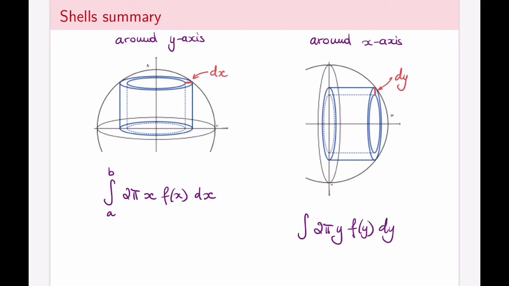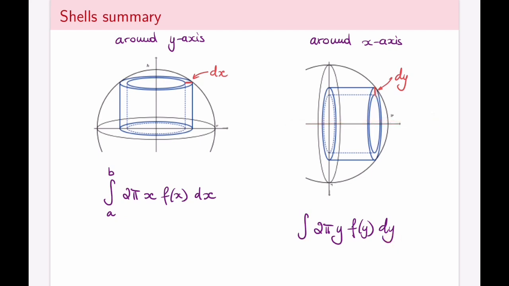So notice a few things here that are going to persist whenever you use the cylindrical shells method. If you're rotating around the y-axis, that means that your cylinder uses the y-axis as the core, which means that its thickness is actually in terms of x. So rotation around the y-axis will end up with the integral in terms of x. And then the other way around. If we're rotating around the x-axis, the core is going to be the x-axis, which means that the thickness is going to be in terms of y, and your entire integral is going to be in terms of y.